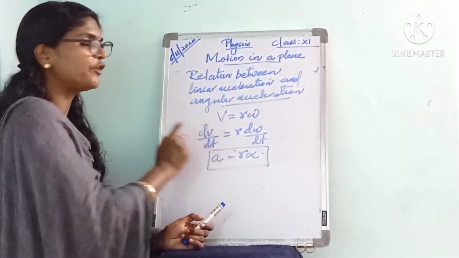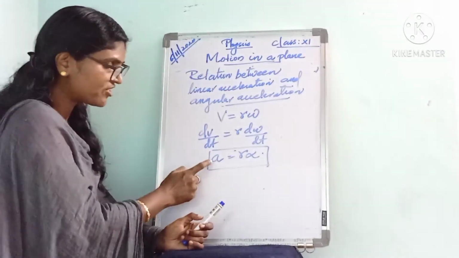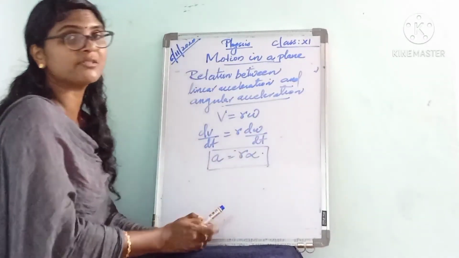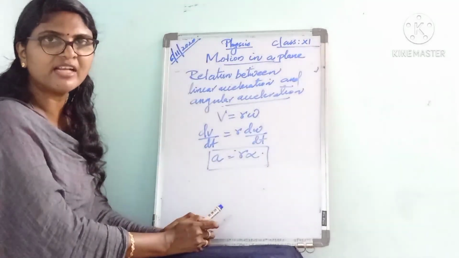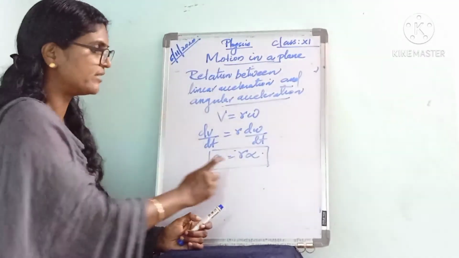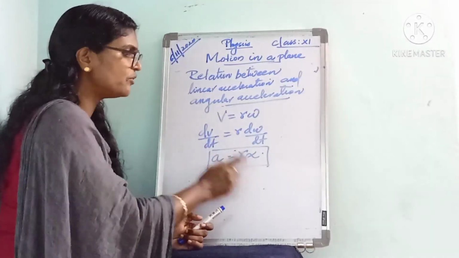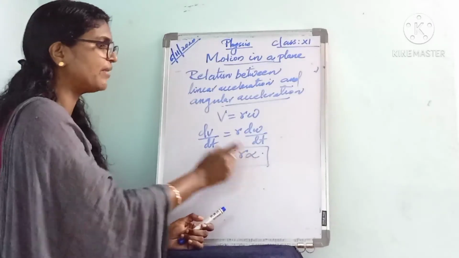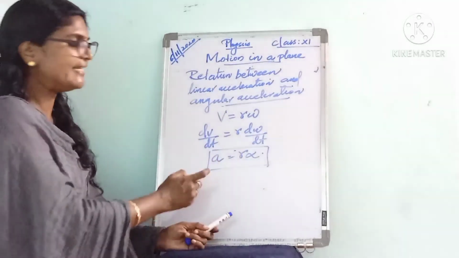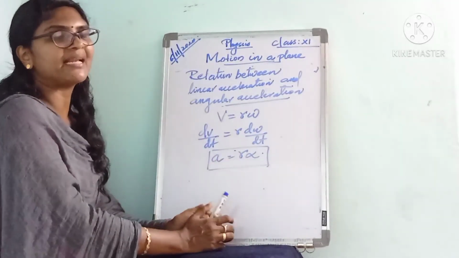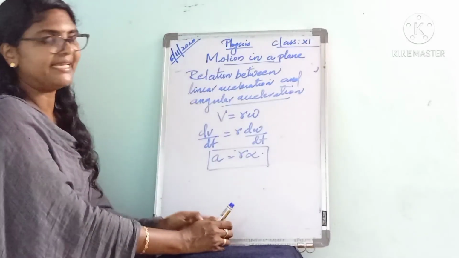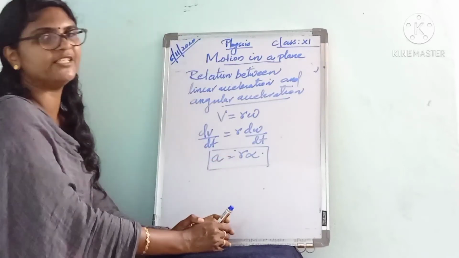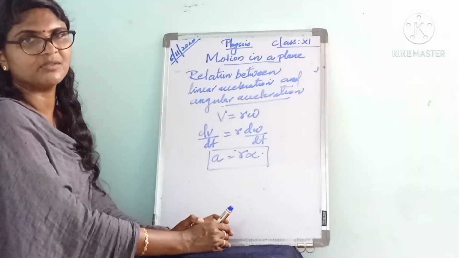Now dv by dt, the rate of change of velocity, is acceleration a. So a is equal to r into the rate of change of angular velocity. What is the rate of change of angular velocity? That is angular acceleration, alpha. So a is equal to r alpha. That is the relationship between linear acceleration and angular acceleration: linear acceleration is equal to angular acceleration into radius. Have you got it?